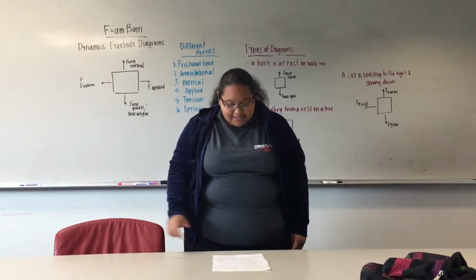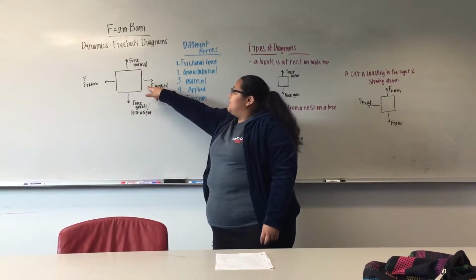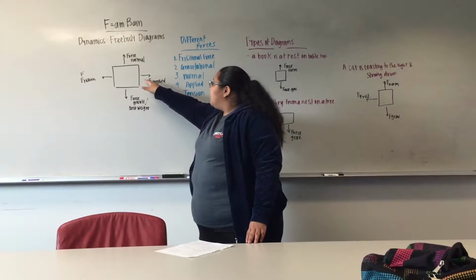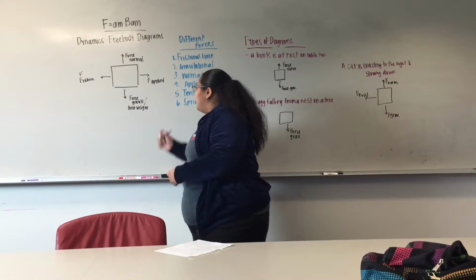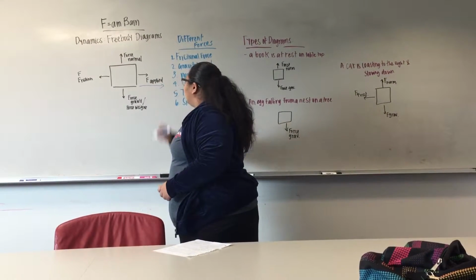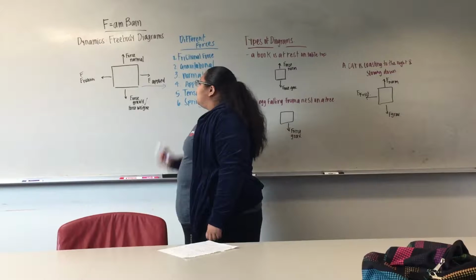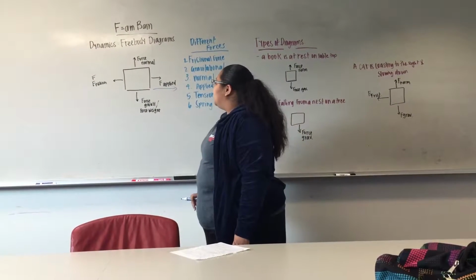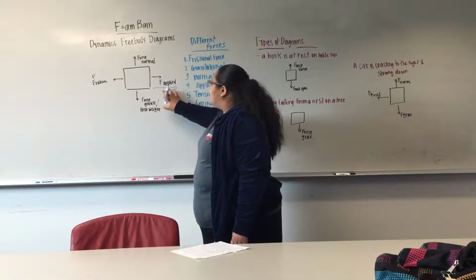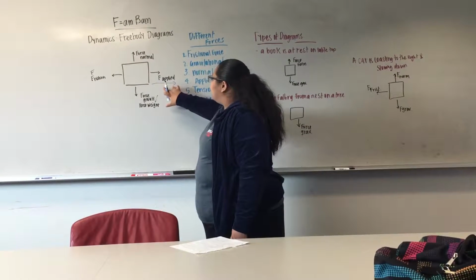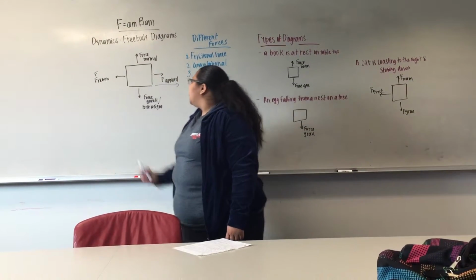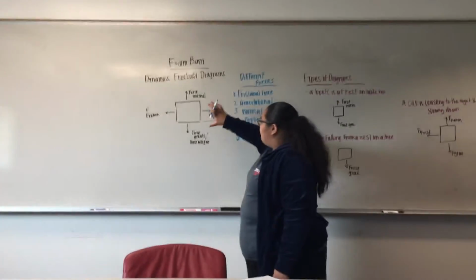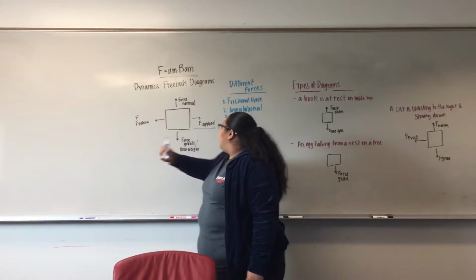The size of the arrow reflects the magnitude of the force. So if you have a small arrow compared to a long arrow, you can tell how much of that force is being applied. Let's say the force applied is this long compared to friction. You can tell that something is pulling this object more than friction is holding it back.